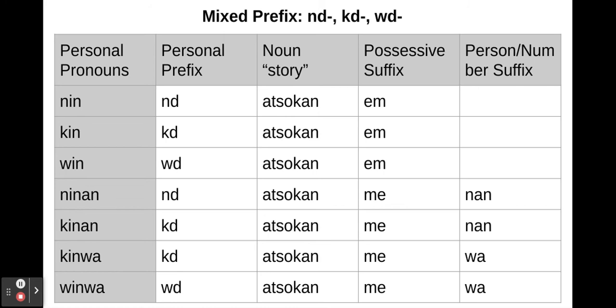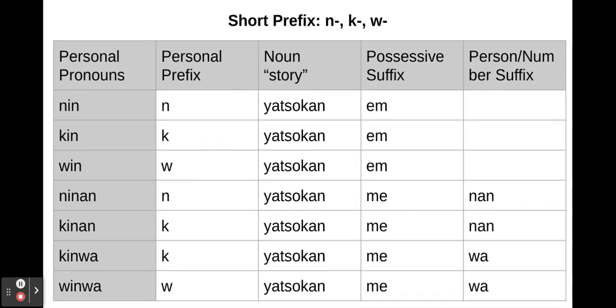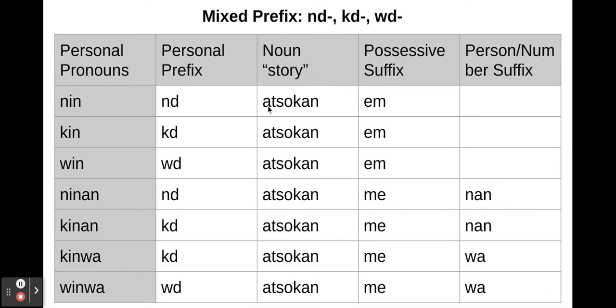Mixed prefix: nde, kude, wude. With the mixed prefix, you take off the Y and just have the vowel that comes after it. So you see how yatsoken began with a Y? And now this one is just the A. Ndatsukanem. So you're not adding the E sound. You're just taking away the whole Y sound together. My story: ndatsukanem.